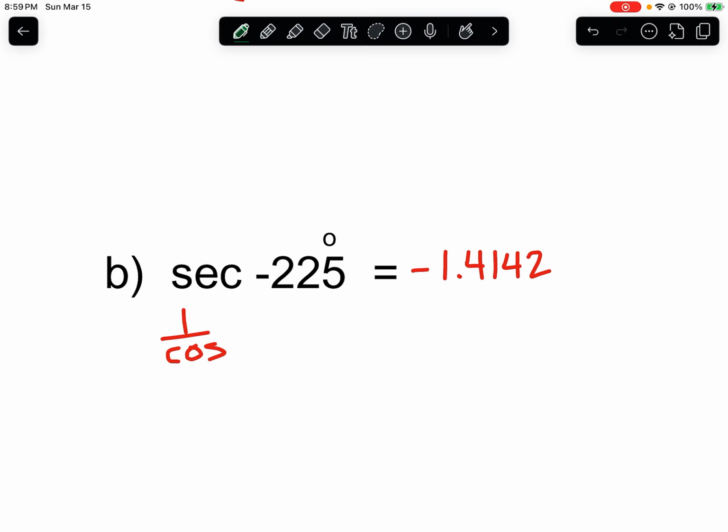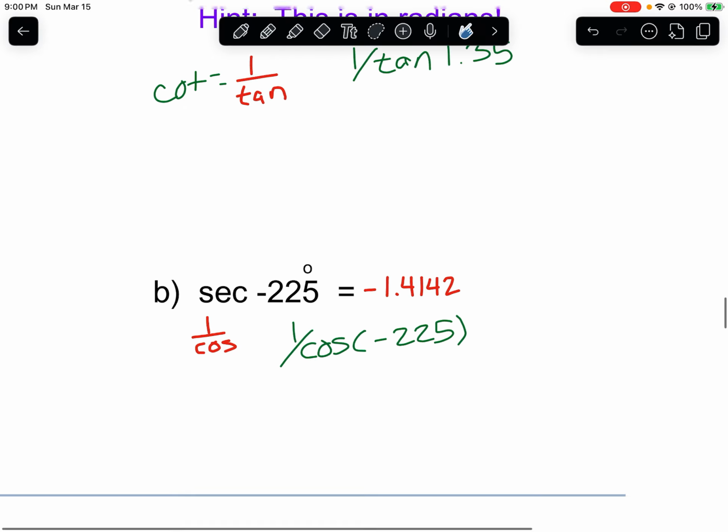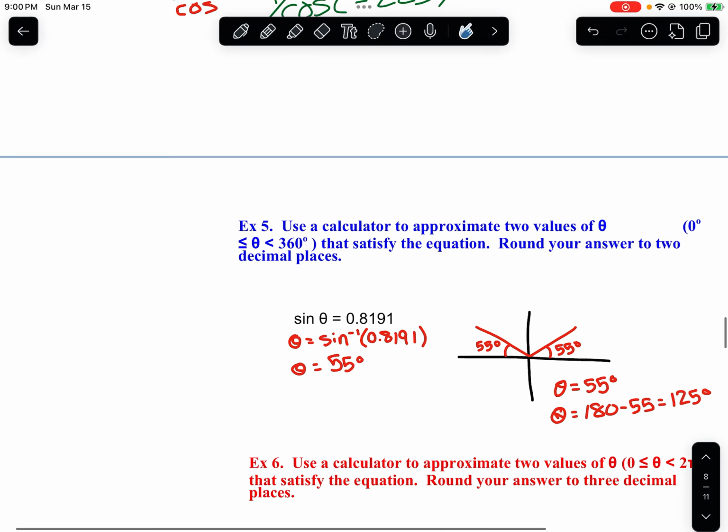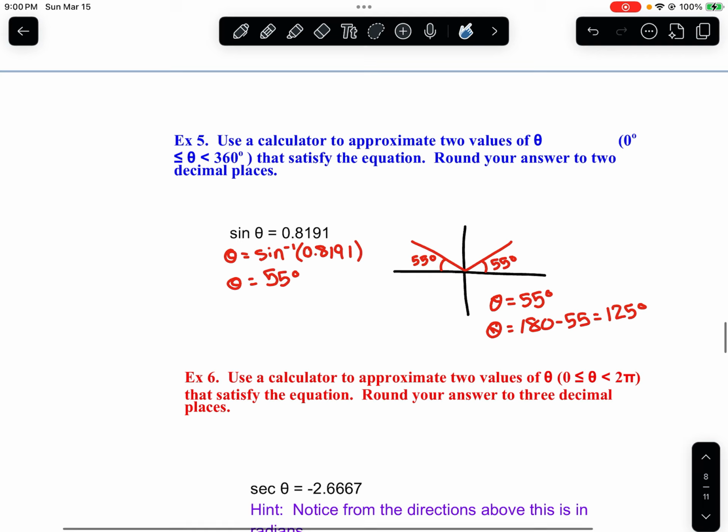Or like example B, secant of negative 225, we'd want to go 1 over cosine of negative 225, and that should then get us negative 1.4142. Okay, so just be careful with the calculator stuff. Don't be afraid to throw in an extra set of parentheses if you think you need it. It's never a bad thing to have an extra set of parentheses there.